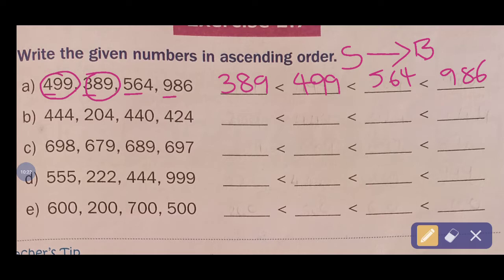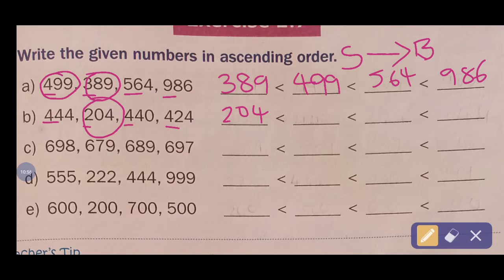Now comes the next question. 444, 204, 440, 424. In these four numbers, the first digit 4 is common for three numbers. Yes or no? You can see 4, 2, 4, 4. Which is the smallest number? This is the smallest number. So 204 first you can write.